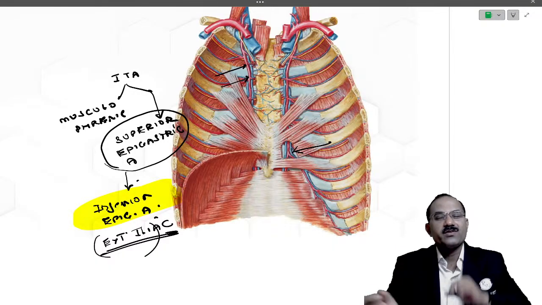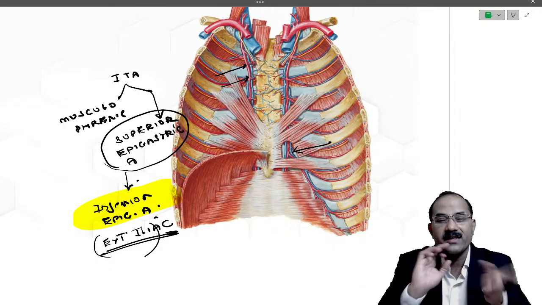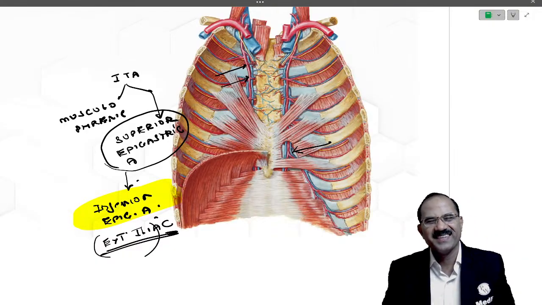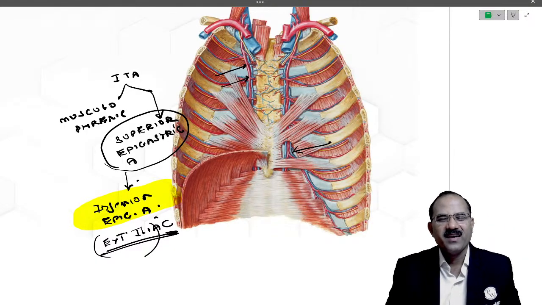The inferior epigastric artery differentiates a direct and an indirect inguinal hernia. Now clear? You know everything.